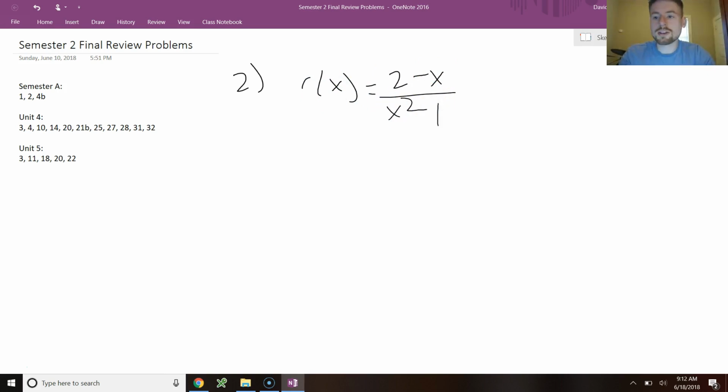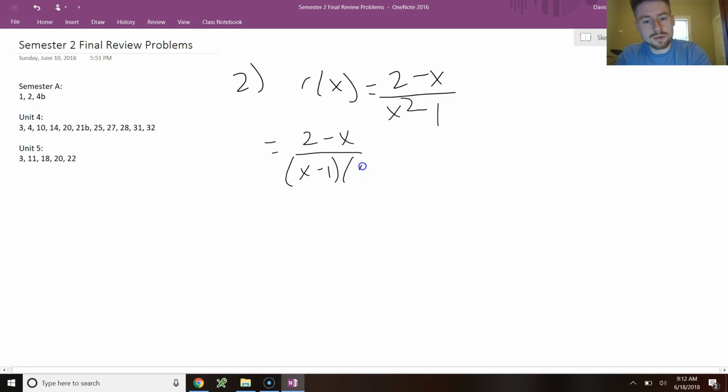So what I'm going to do first is factor the numerator and denominator completely. So this can be rewritten as 2 minus x, not factorable, over x minus 1, x plus 1. Or rather, there's no reason to factor the numerator, because I could factor a negative sign out if I wanted to, but it's not necessary. Okay, so that's it, factored. There's no common factors, so I can't simplify it. So there's no simplifying to do.